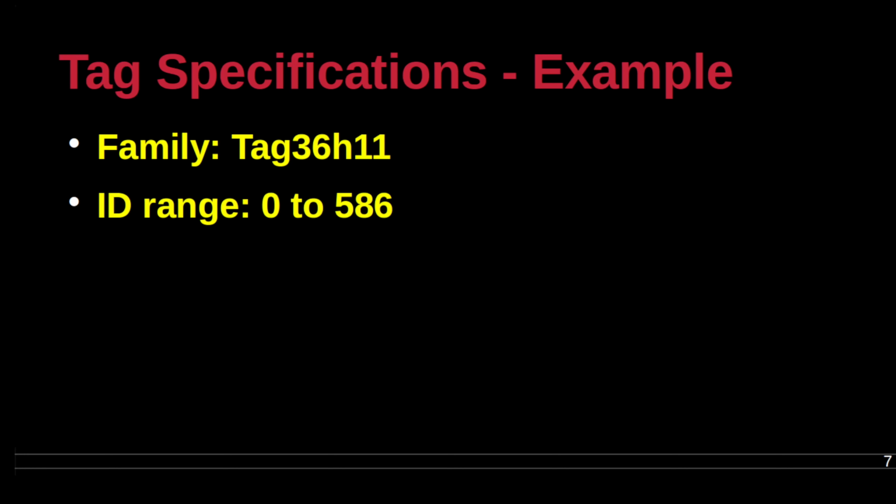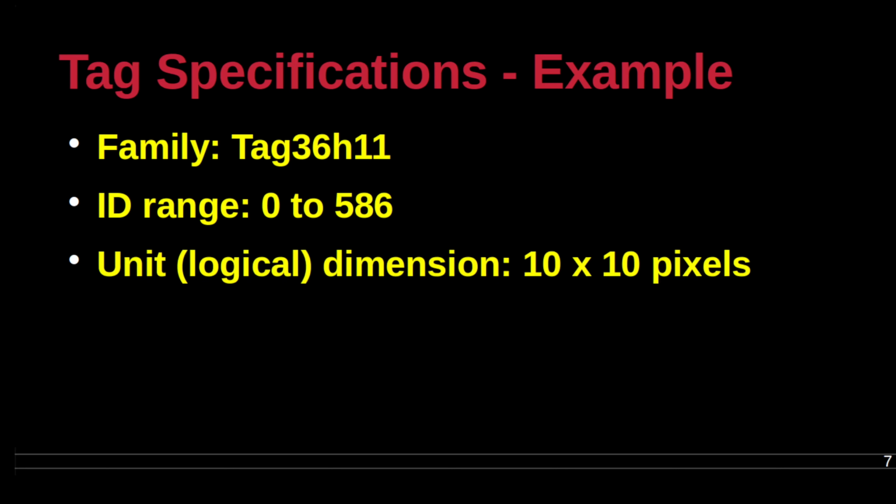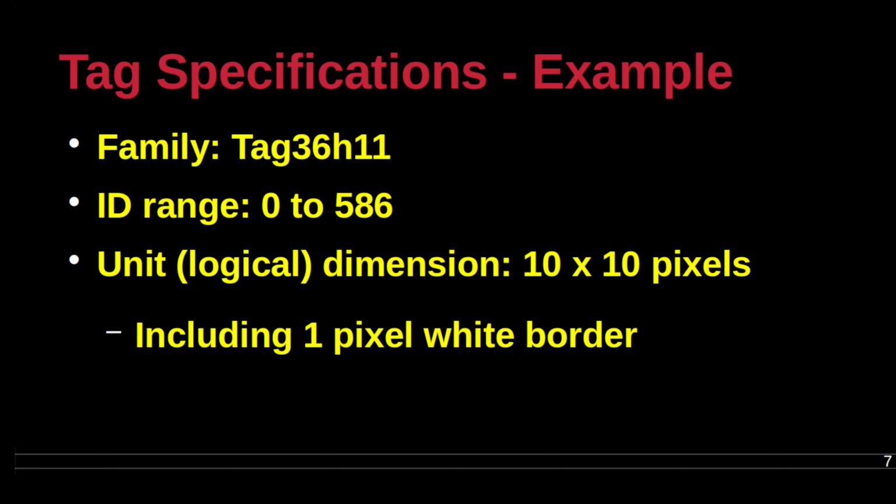FTC has chosen the AprilTag family 36H11 for the Center Stage season. It is a very popular choice since it has a vast range of unique identifiers and the detection accuracy is very good with very low false negatives.